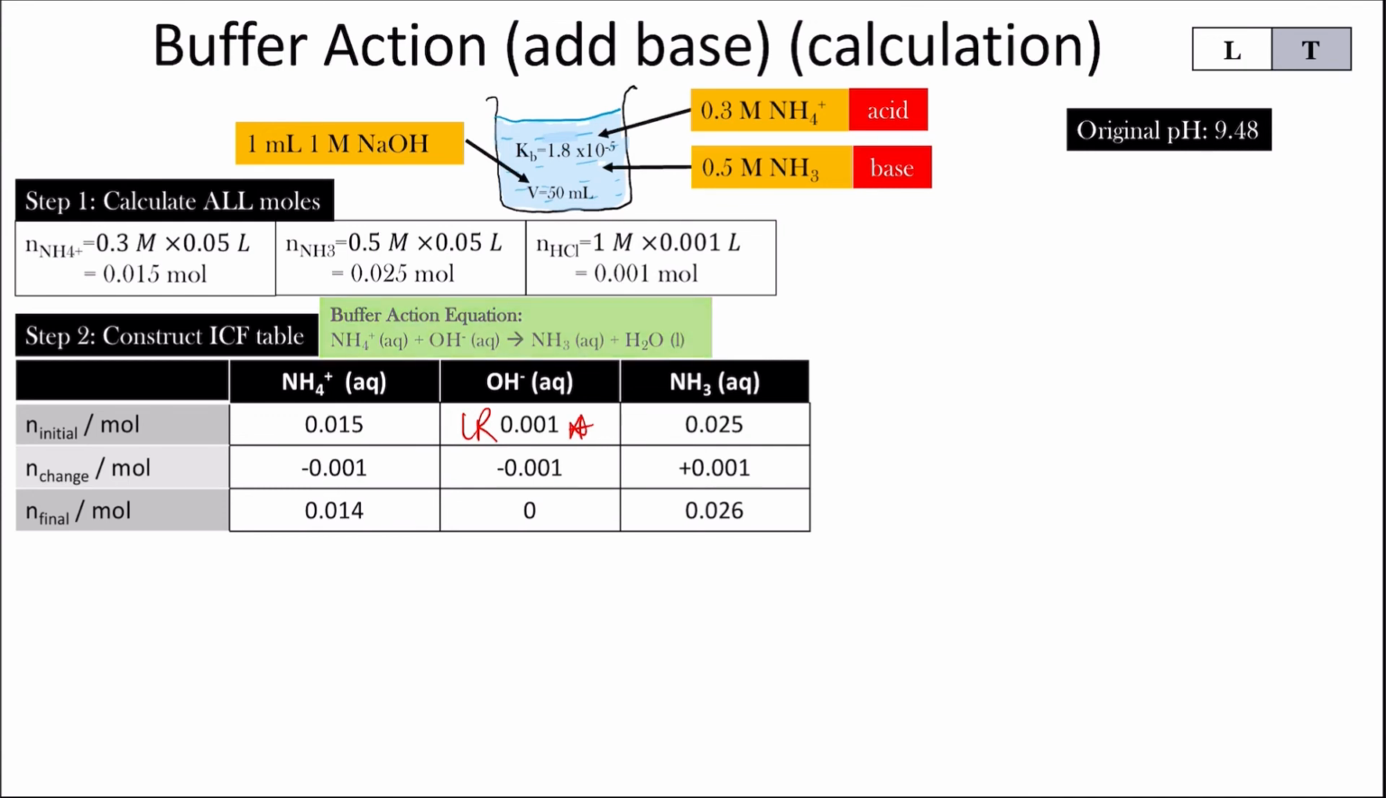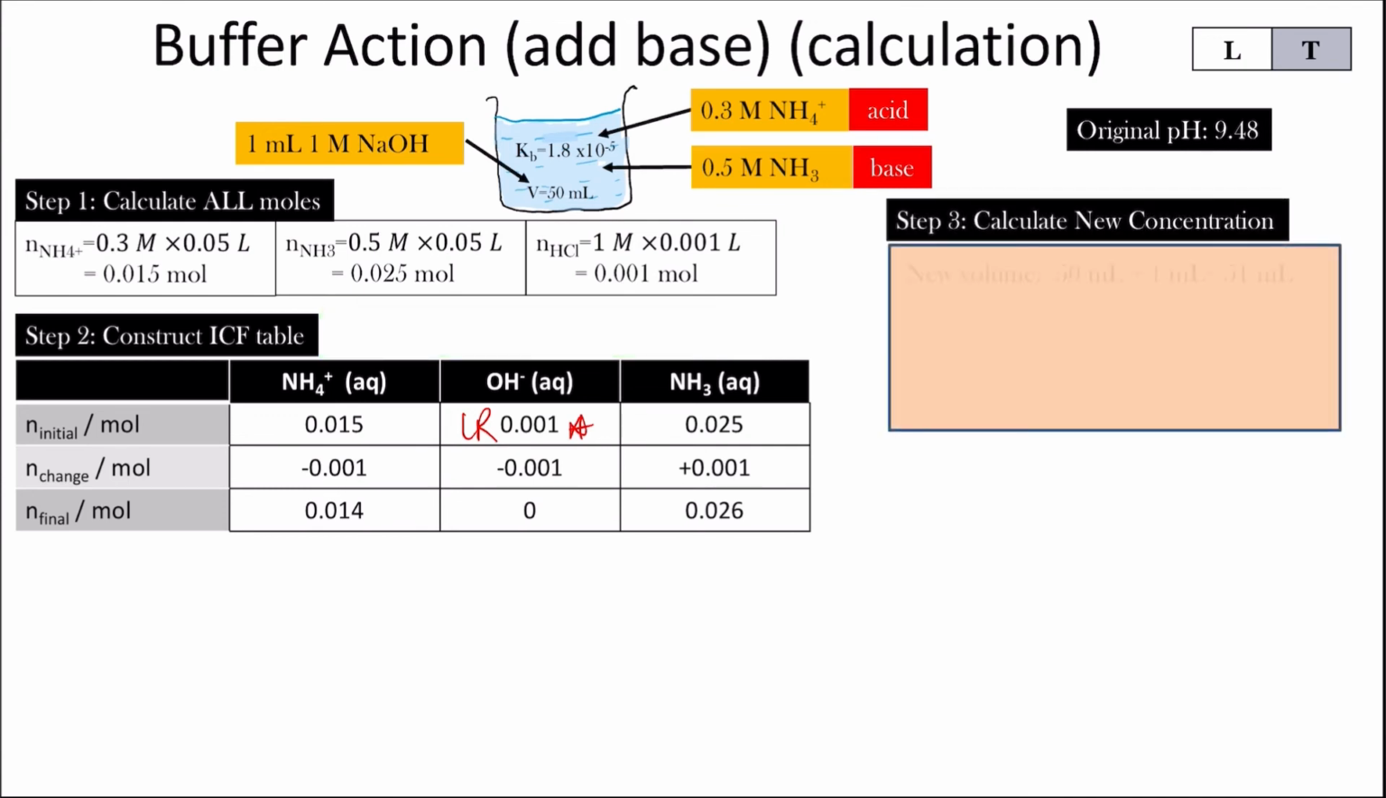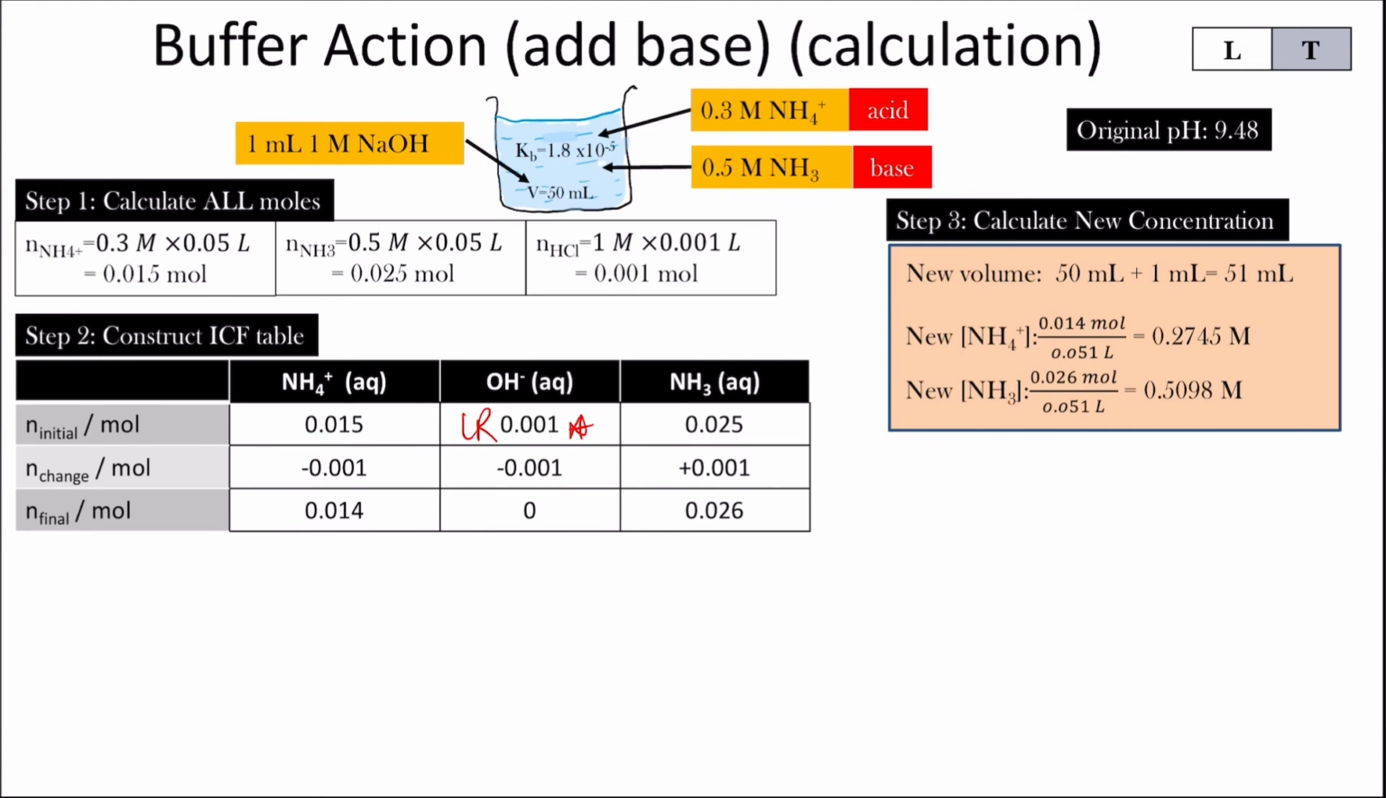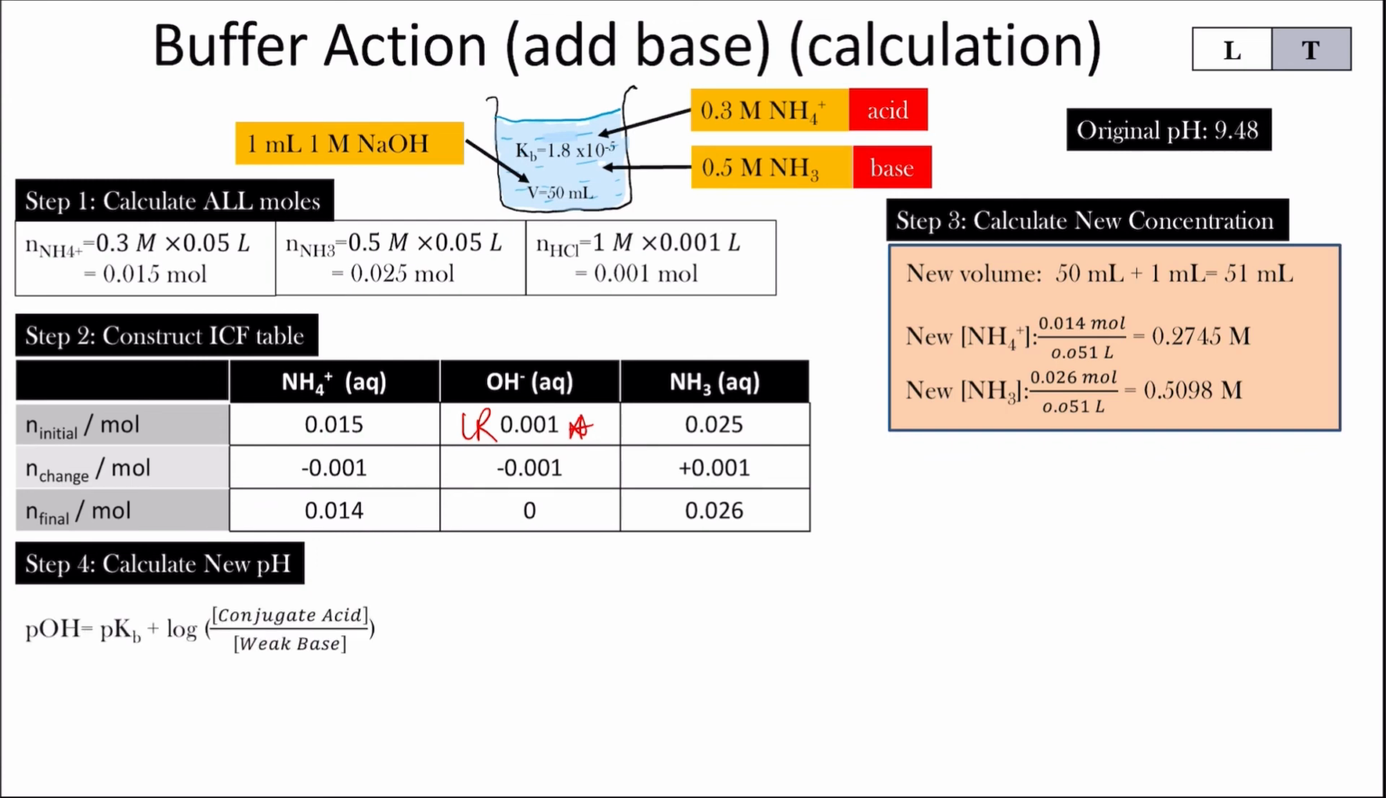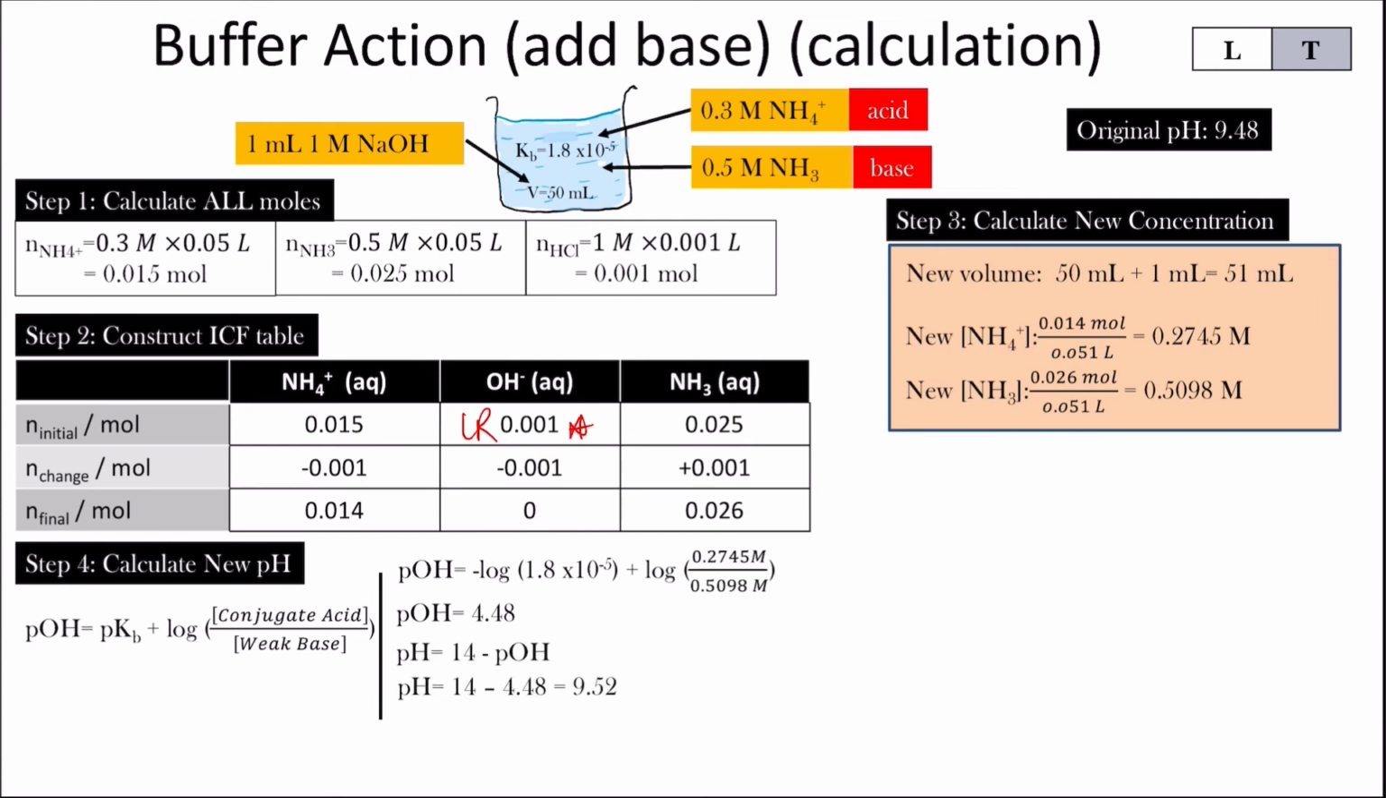And then step 3, calculate for the new concentration. Awak akan dapat new volume and new concentration untuk conjugate acid dan juga base. Next step, calculate the new pH berdasarkan new concentration. Awak akan ada Henderson-Hasselbalch equation untuk pOH. Calculate the value for pOH by inserting all those values. You will have pOH 4.48. And then kita nak pH. So pH equals to 14 minus 4.48. You will have 9.52. So 9.52 adalah pH value selepas strong base added.